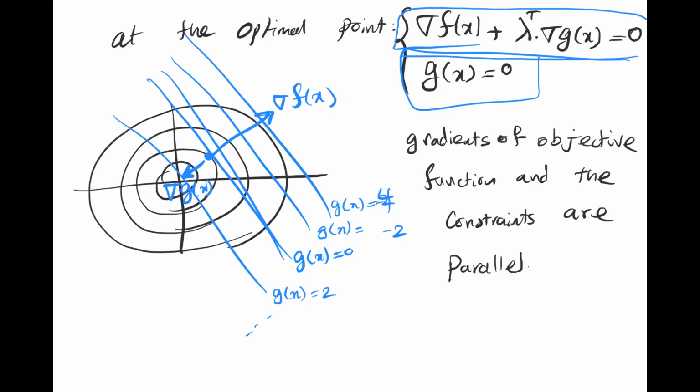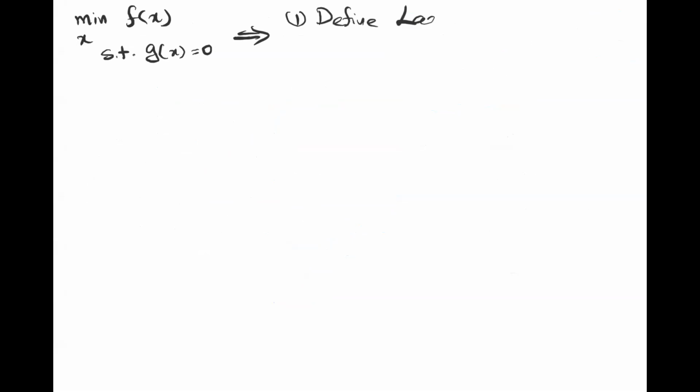Now we are going to talk about a systematic way to determine the solution for an equality constraint optimization. So this was our original problem, minimizing f of x with x as variable subject to g of x is equal to 0. First, we define the Lagrange function.